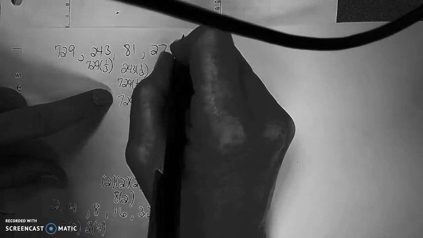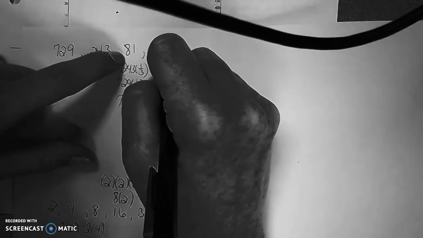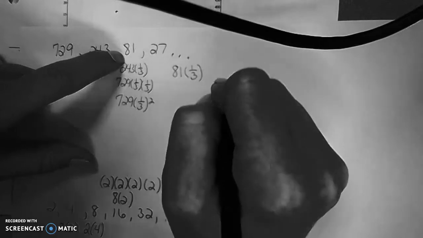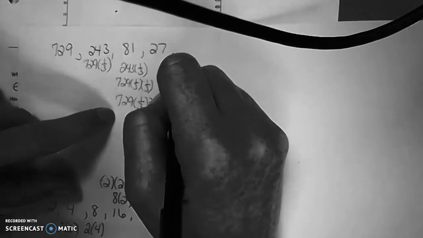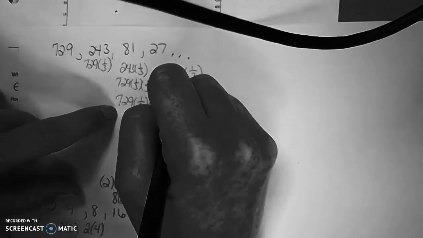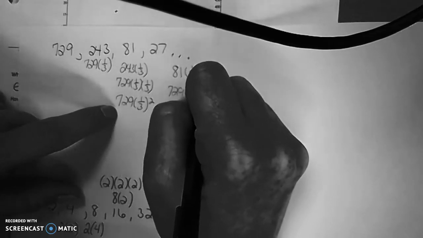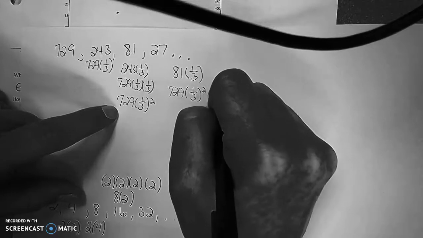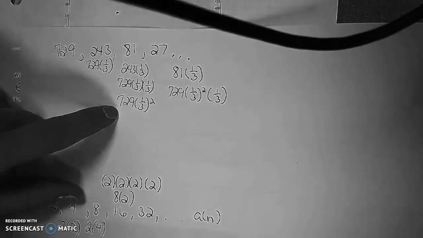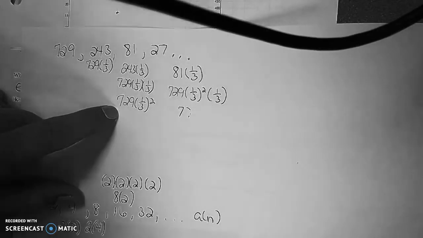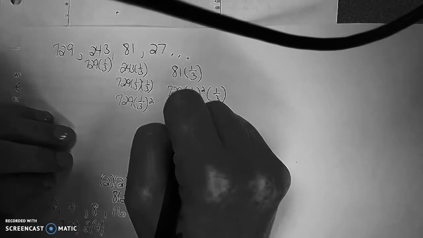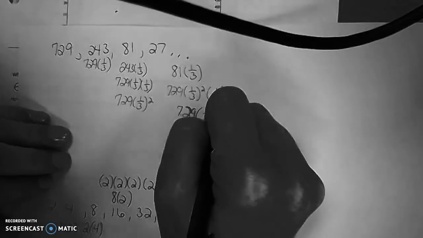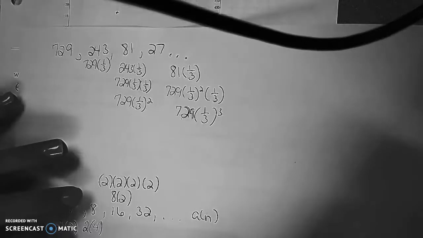Okay, how do I get 27? So 27, I got it by taking 81 and multiplying it by 1/3. Well, where did 81 come from? It came from taking 729 and doing 1/3 squared. And then to get 27, I still have 1/3. So in other words, I could write this as 729 times 1/3 cubed. You see a pattern yet?